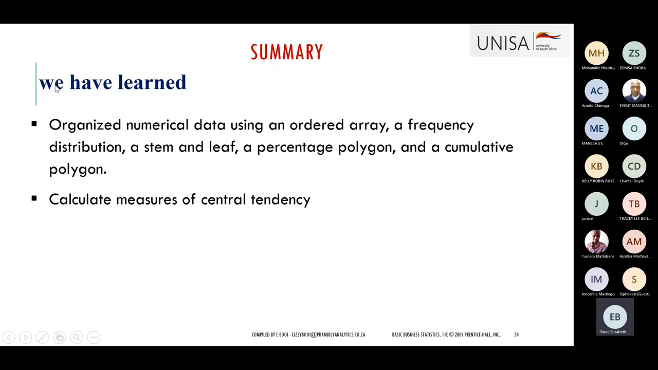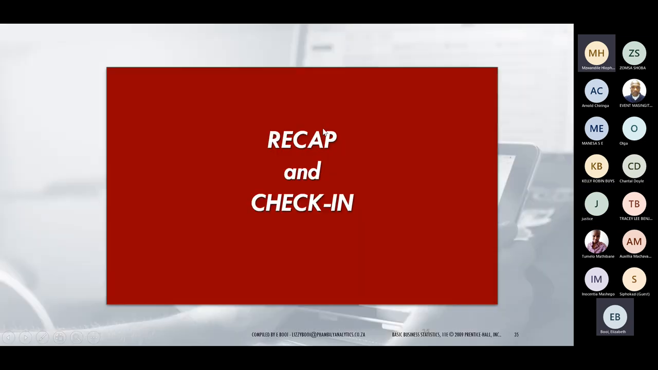Let's quickly recap. We have learned how to organize numerical data by using the ordered array, frequency distribution, stem and leaf plot, histogram, polygon, and cumulative polygon. We also learned how to calculate the measures of central tendency, and that is what you have learned today.